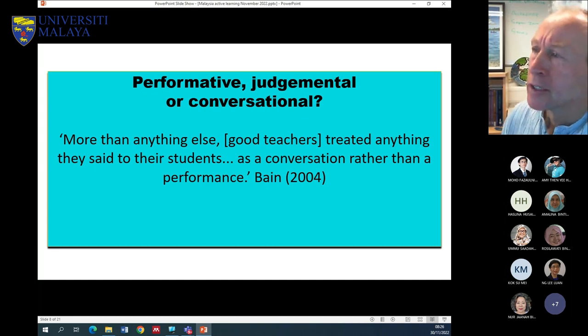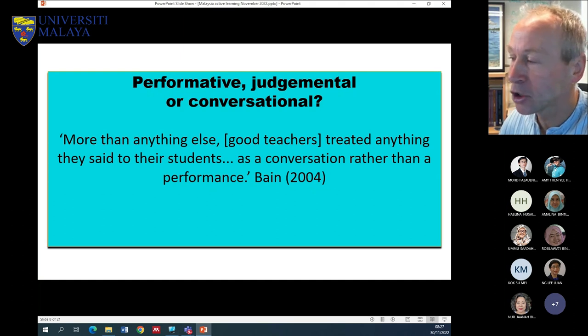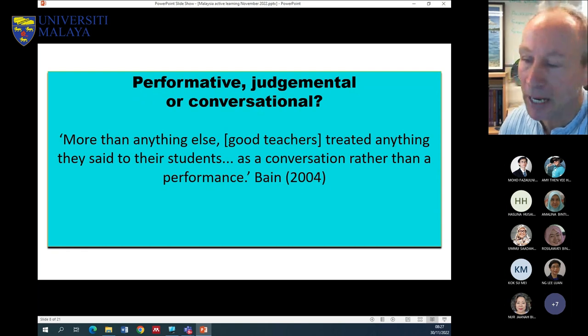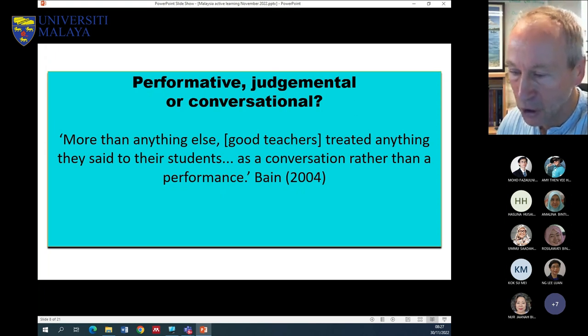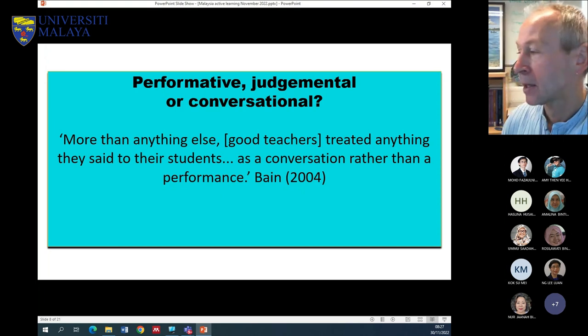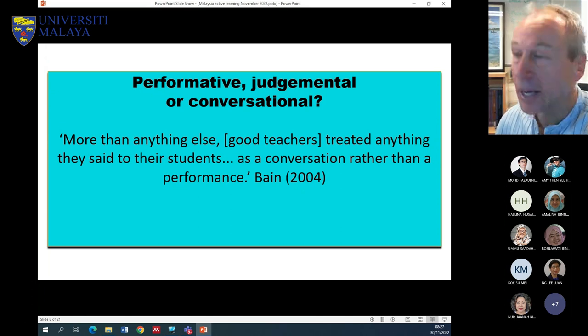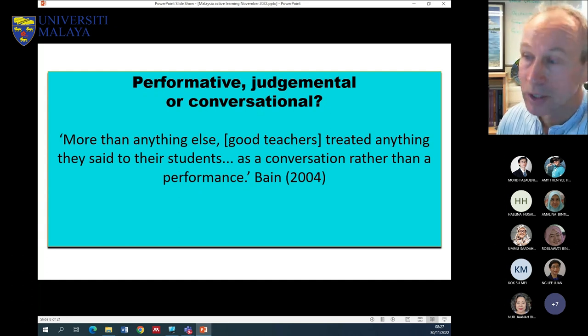At this point, it's useful to give a little quote from this work by Bain. I really like this work. What Bain did was he studied, in the United States, teachers in higher education, but also further education settings. So this is adult education, but not only universities. His question was, what makes a good teacher? He tried to find out who were good teachers by asking people. Sometimes we think it's hard to know who's a good teacher, but usually in most institutions, both the students and the staff were able to say, oh yes, Dr. Y or Professor X actually is really good. And he found that the single biggest indicator of good teaching was this: that good teachers treated what they said to their students as a conversation rather than a performance. I really like that quote.